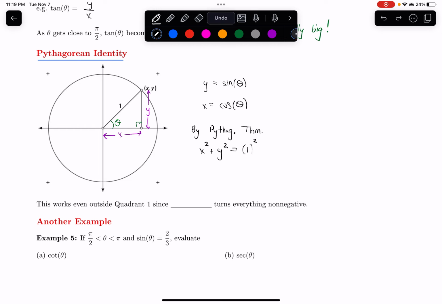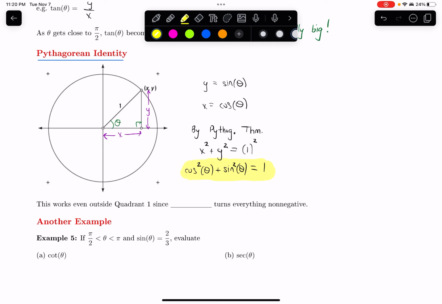If I plug in for what x is, cosine, and what y is, sine, x squared gives me cosine of theta getting squared. Remember, the way I write an exponent on a trig function is I put it here. That just means cosine getting squared. Similarly, when I plug in for y, I'll get sine squared theta, and 1 squared equals 1. We just derived a really important trig identity, that cosine squared plus sine squared equals 1.